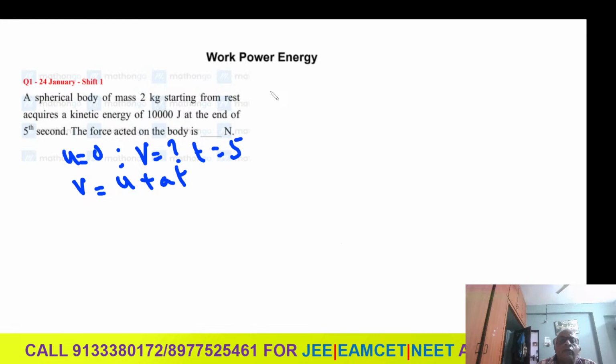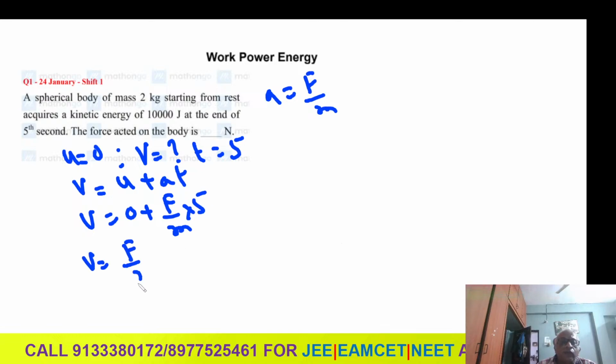Acceleration is nothing but F by m. It is a combined question. u is equal to 0. v is equal to 0 plus F by m into t, which is 5. m is 2 kg as given. So F by 2 into 5, v is nothing but 5F by 2. We got 5F by 2.